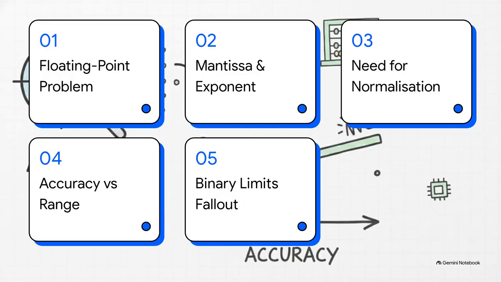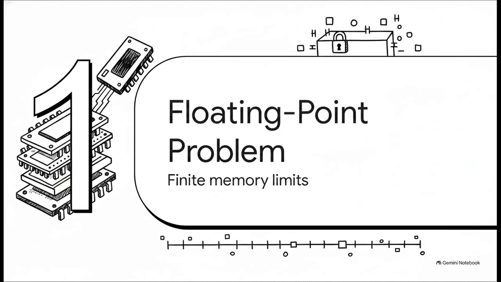Think of this as our investigative roadmap. We'll quickly cover the floating point problem, mantissa and exponent, the need for normalization, the big accuracy versus range trade, and finally, the real-world consequences of these binary limits. All right, Section 1, the floating point problem, why finite resources create imperfect math.